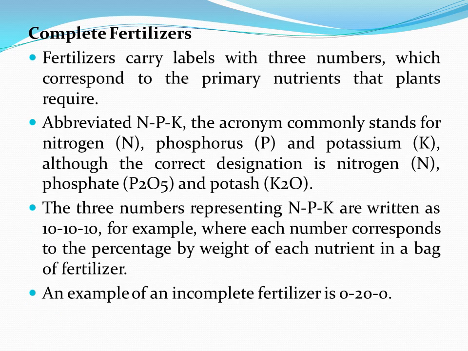Now, what are complete fertilizers? As I have already told you, any bag of fertilizer has an acronym or a name written on it, which indicates the amount of nitrogen, phosphorus, and potassium contained in the fertilizer. Now, if there is any bag of fertilizer which has just 0-20-0 written on it, it only indicates the amount of phosphorus contained in the fertilizer, neither nitrogen nor potassium.